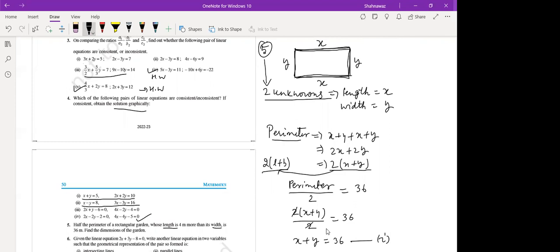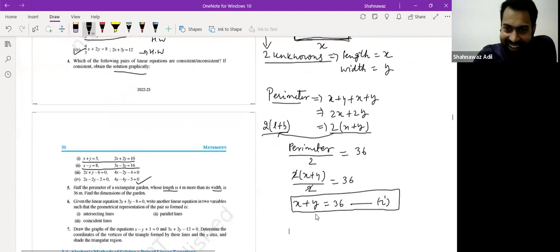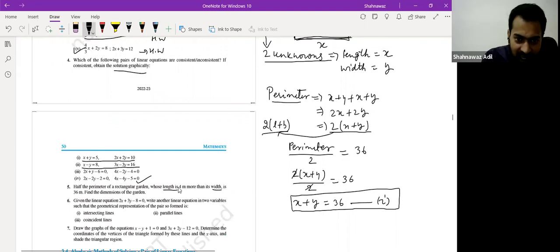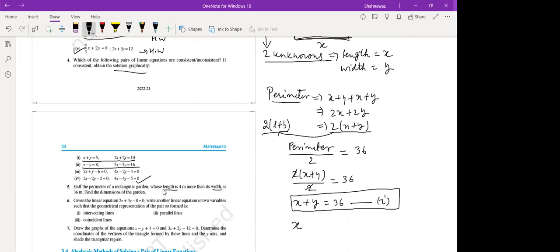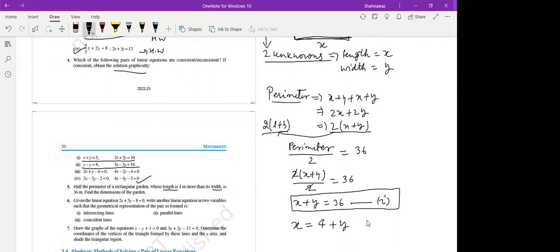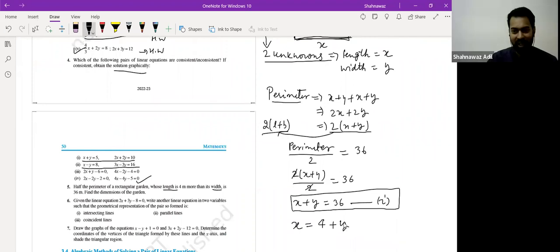Right. So mission one accomplished, without getting busted. So the second mission: whose length? Okay, so length is x. Length is 4 meters more than the width. So second mission also accomplished, right?